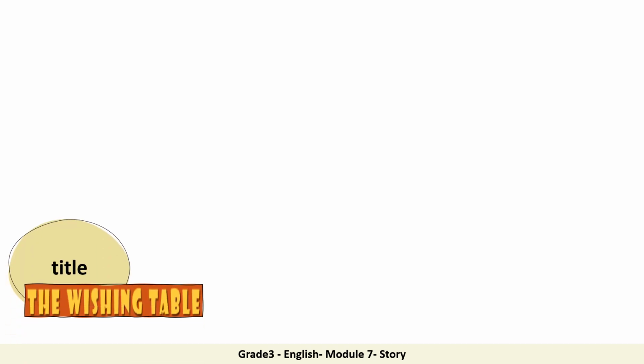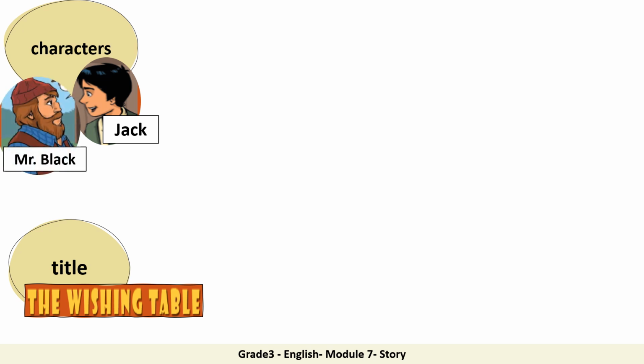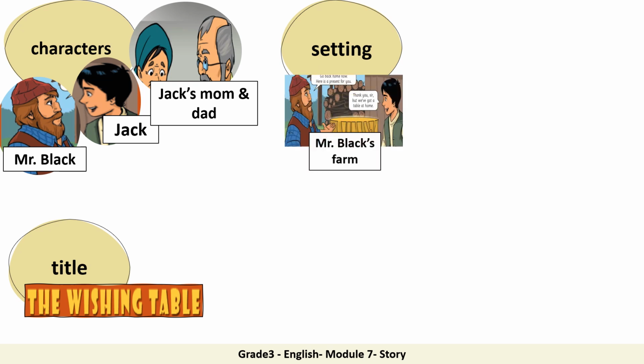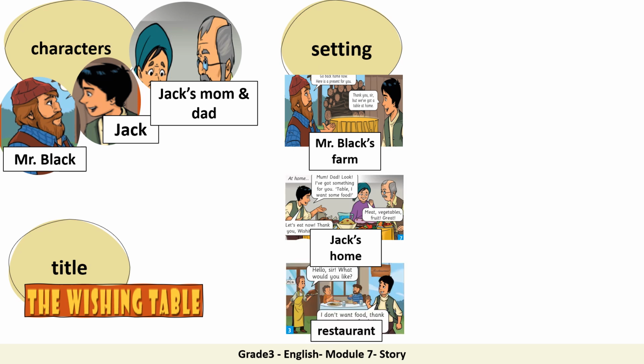Well, what is the title of our story? Excellent! The wishing table. What about the main characters? Yes, Jack, Mr. Black, and Jack's mom and dad. What about the setting? Where did the story happen? Excellent! At Mr. Black's farm, at Jack's home, and by the restaurant.